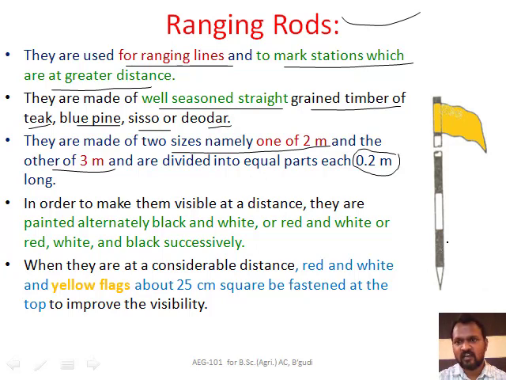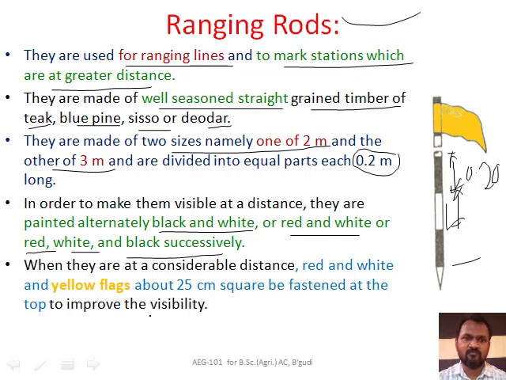Here you can see in this diagram that they are equally divided into different parts. Here the length between these two is 0.2 meter. In order to make them visible at a distance, they are painted alternately black and white, red and white, or red, white and black successively. When they are at a considerable distance, a red, white or yellow flag, like this yellow flag about 25 centimeter square, is fastened at the top to improve its visibility.